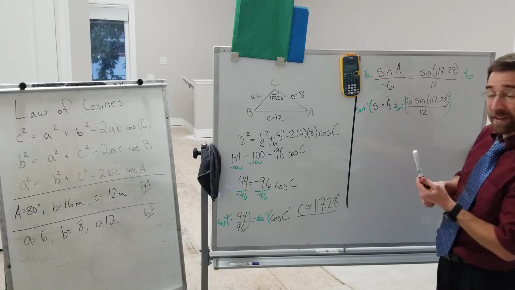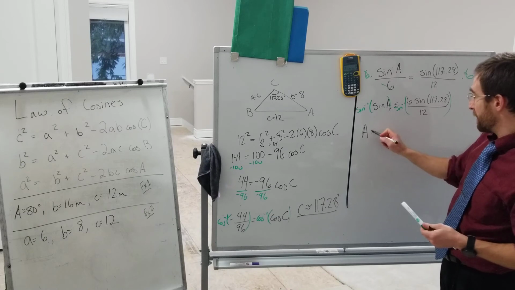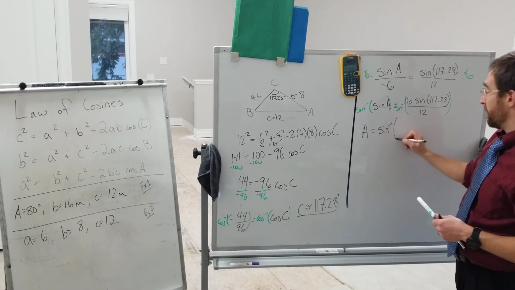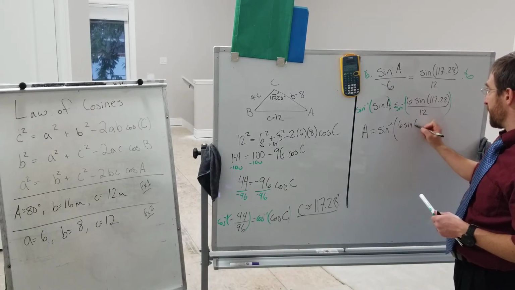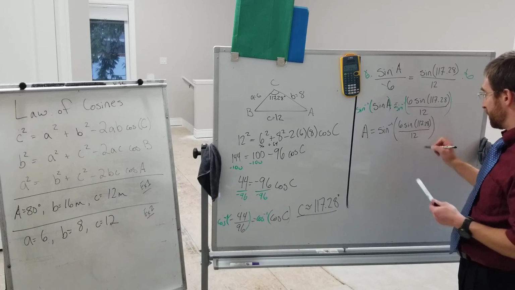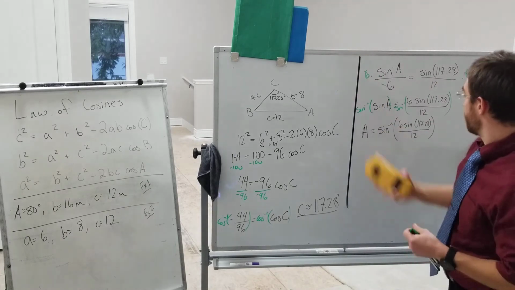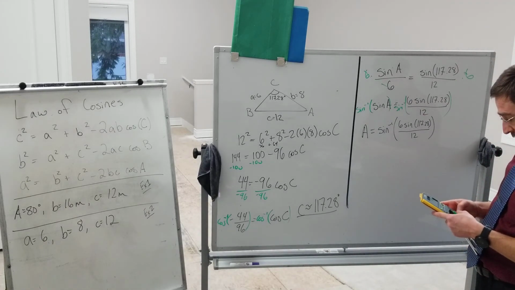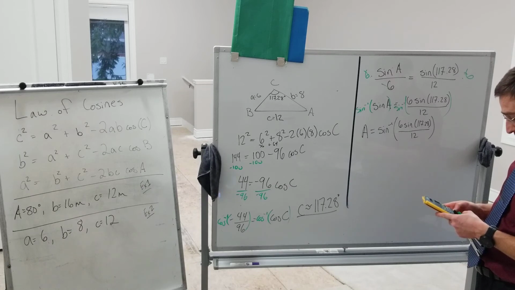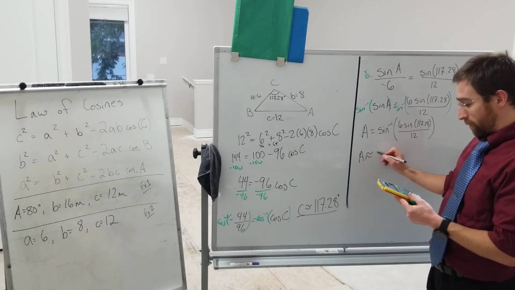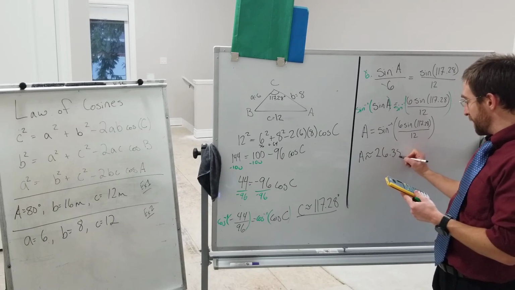And then in my calculator, I'm going to type this in. Sine inverse of 6 sine 117.28 divided by 12. Enter, boom. And we get about 26.38 degrees.